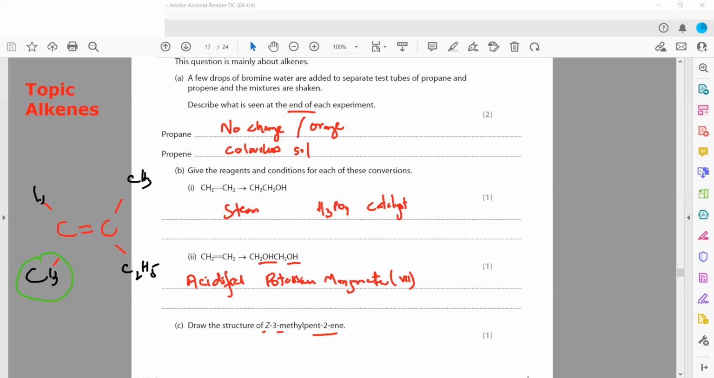So you can see this is 3-methylpent-2-ene, and the heavy groups, the CH3 group and C2H5, are on the same side. That is why it is Z. If it were on the opposite side, then it would be trans. So this is the structure of Z-3-methylpent-2-ene.